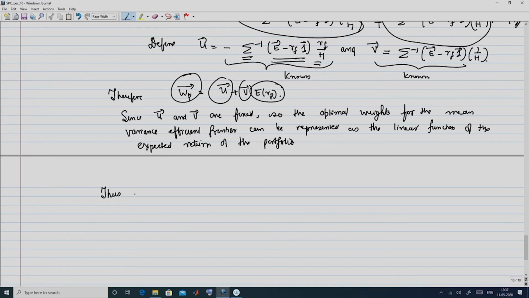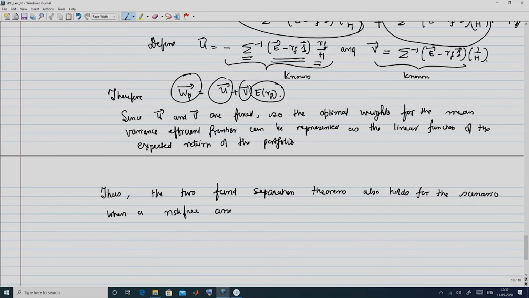Thus, this immediately has the fallout: the two fund separation theorem that we had seen earlier in the case of n risky assets also holds for the scenario when a risk free asset is introduced.